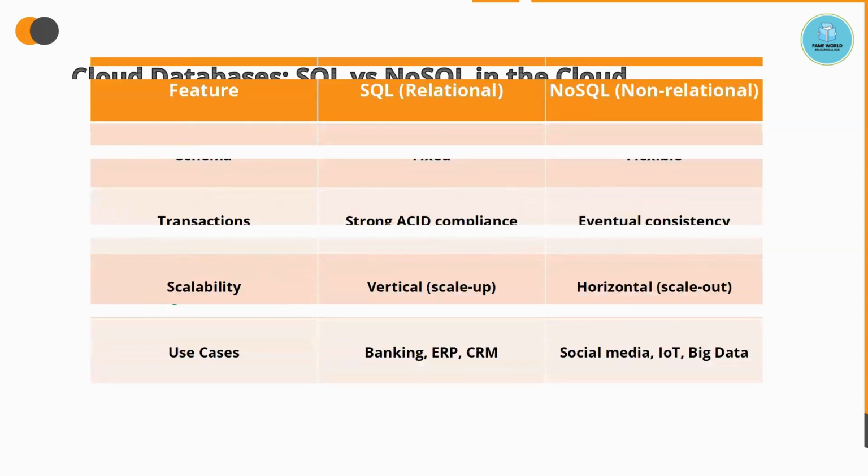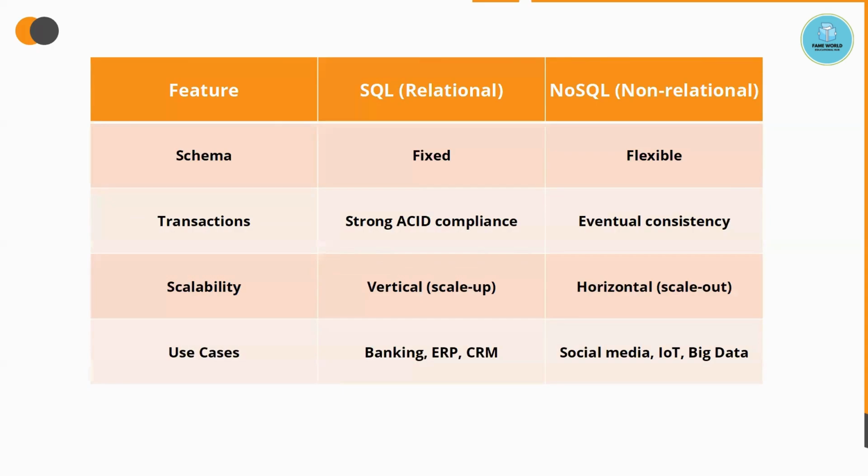Then if we compare and contrast SQL and NoSQL, because it is quite interesting and important, I will be comparing features: schema, transaction, scalability, and use cases. In SQL, which is known as relational, the schema is fixed. The rows and tables you define directly. In non-relational NoSQL, it is flexible. It is a document-based architecture, a JSON-like concept.